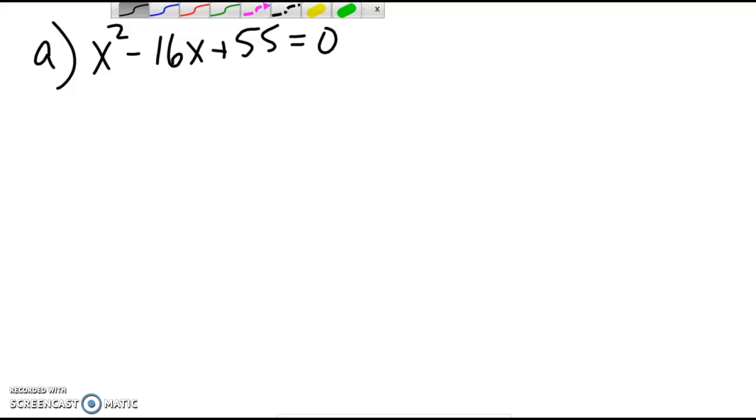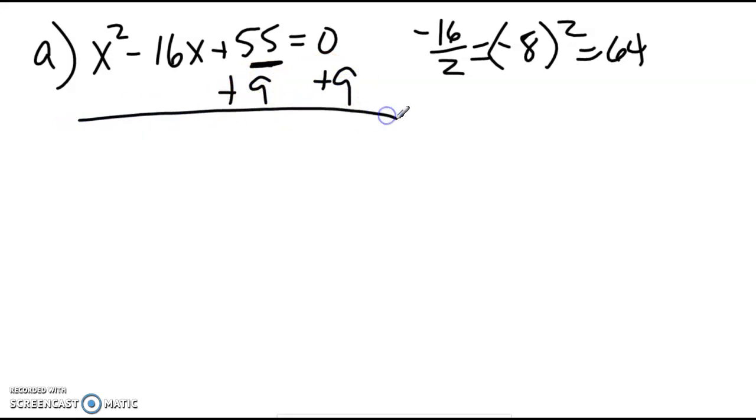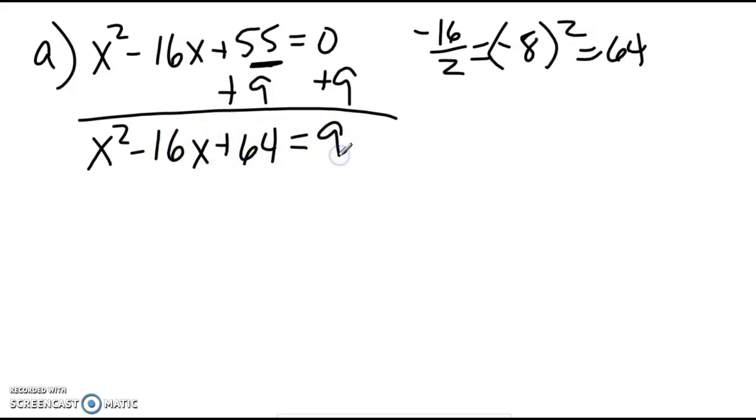64, because b, negative 16 over 2, is negative 8, and then we square that to get 64. That's what we need this to be, correct? In order for us to factor it into the two parentheses. So what would I need to add to 55 to get 64? 9. So if I add the same thing to both sides, then I'm still keeping my equation equal. And I get x squared minus 16x plus 64 equals 9, which is what we ended up getting after a couple of steps.